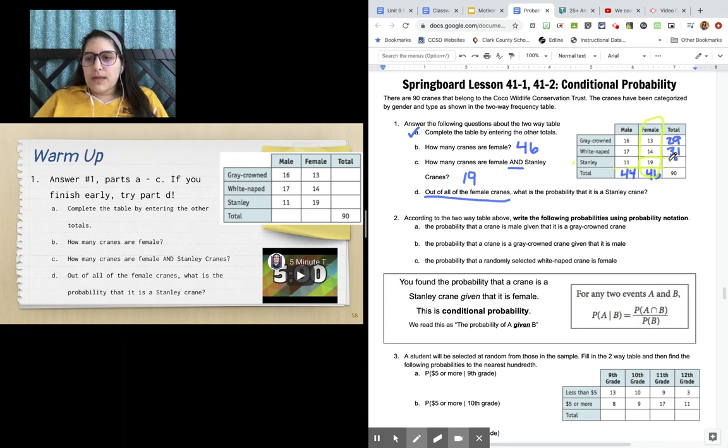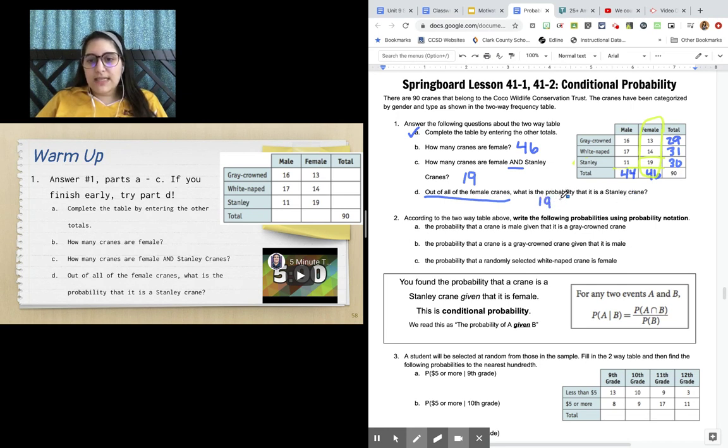This problem gave you a condition that you had to satisfy. It said, I don't really care about the male cranes. I only care about the female category. That's it. In the female category, I have 13 gray crown cranes, 14 white-naped, and 19 Stanley cranes. So the question is, what's the probability that I get a Stanley crane?